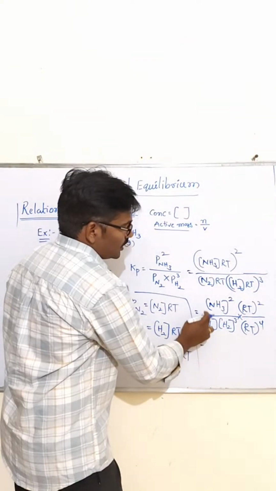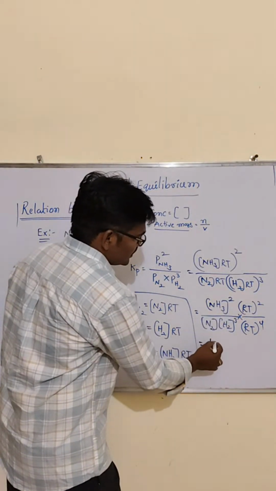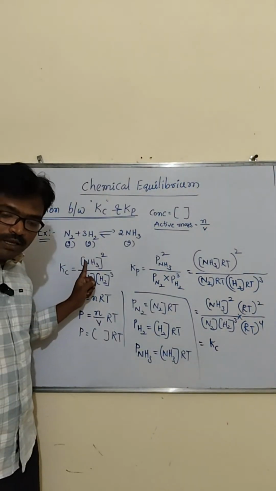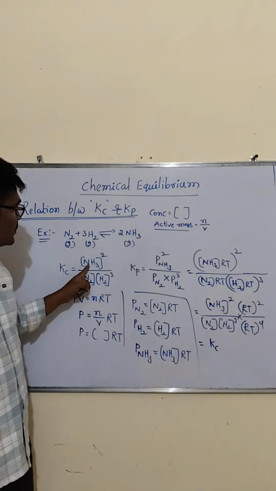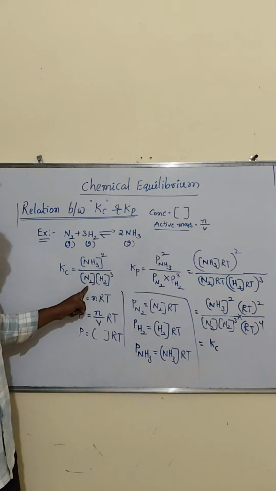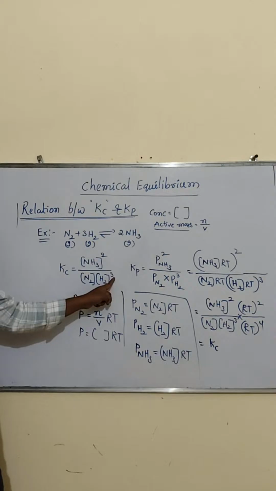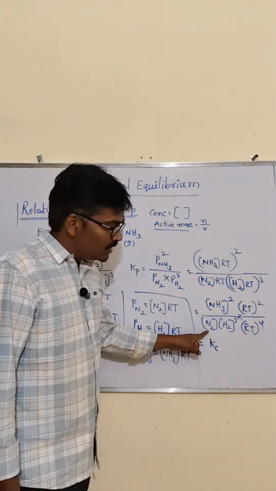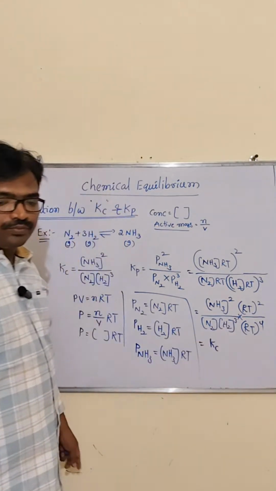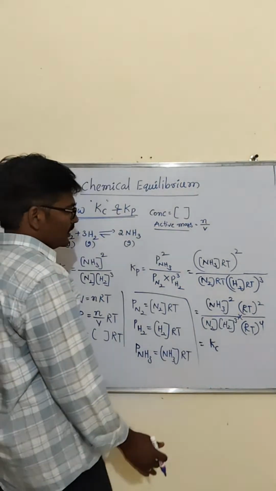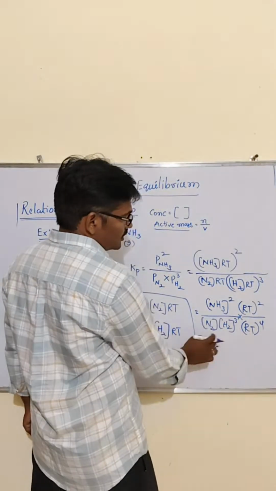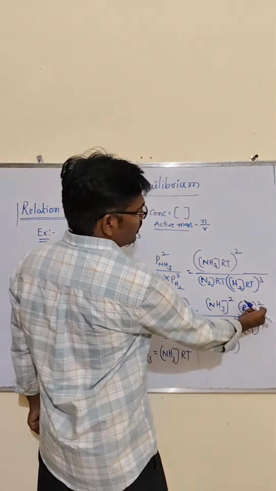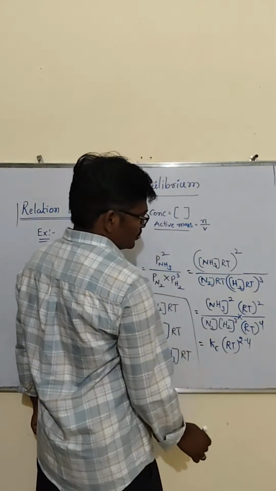So this term totally we call Kc, right? Kc will be NH3 squared divided by N2 into H2 to the power cube. That is NH3 taken to the power 2, divided by N2 into H2 taken to the power 3. Right? So this whole term we call Kc, then into RT whole to the power 2 minus 4.